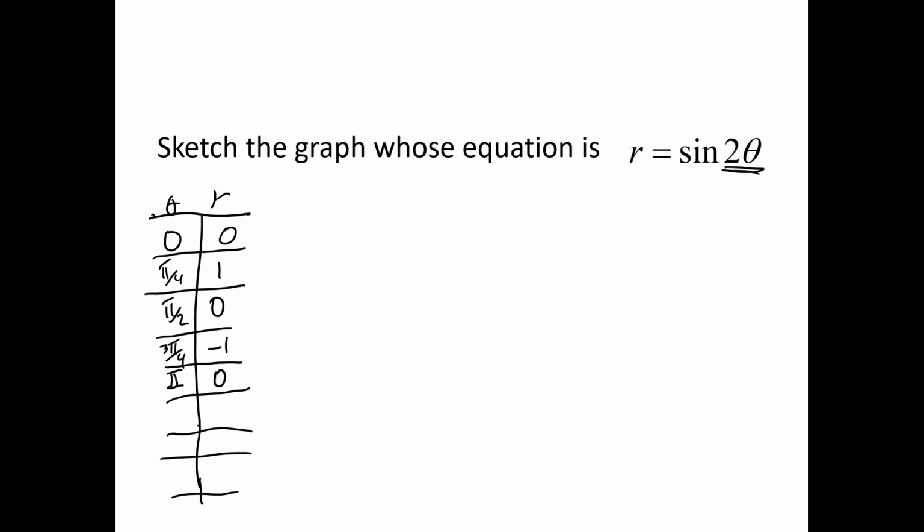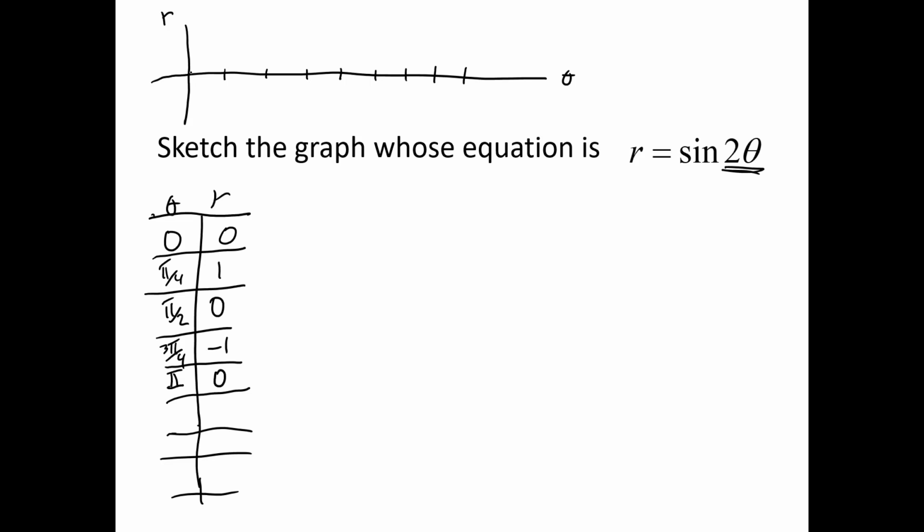But what we can do is we can make the graph r theta. We're going to go up by a quarter, 1 quarter, 2 quarters, 3 quarters, 4 quarters, 5 quarters, 6 quarters, 7 quarters, 8 quarters, and that will be 2 pi.